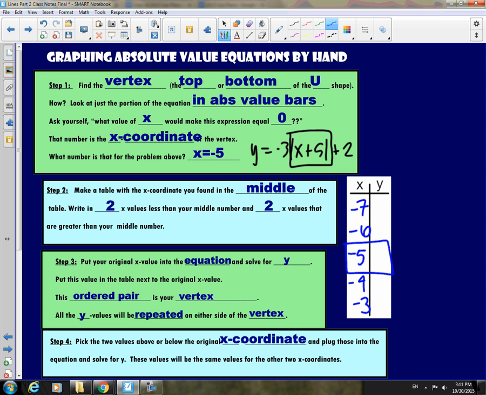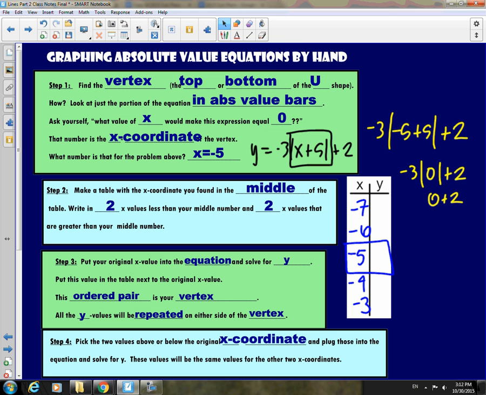Step 3 is to put that original x value into the equation and solve for y. This is just going to fill in our y table just like we would with any equation. So we're going to plug our -5 into our equation. I'd have -3 times the absolute value of -5 plus 5, and then plus 2. So I get -3 and then 0 on the inside, plus 2. -3 times 0 is 0, plus 2, making my y coordinate there 2.